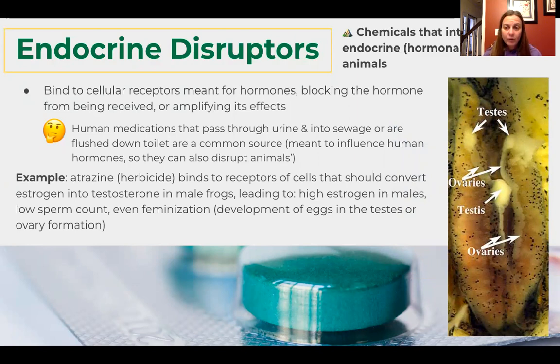So as an example, the common herbicide atrazine binds to receptors of cells that should convert estrogen into testosterone in male frogs. When this happens, it leads to high estrogen in males, low sperm count, even intersex or feminization, which means that these frogs actually develop eggs in their testes, or they will even occasionally develop ovaries. So this has a huge impact on the ability of these frogs to reproduce.